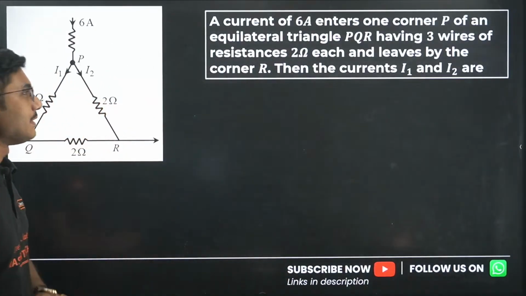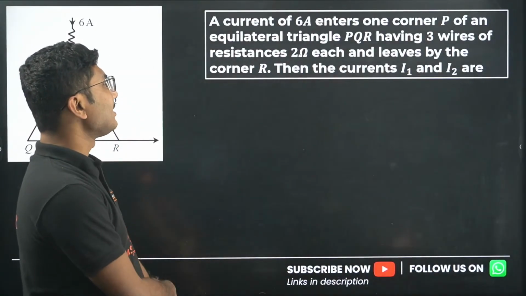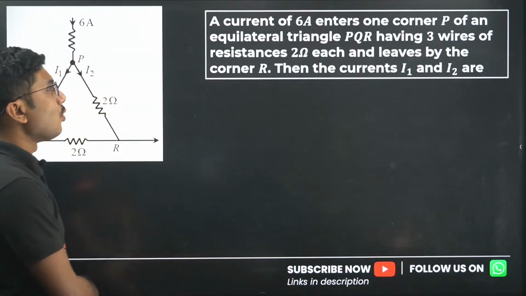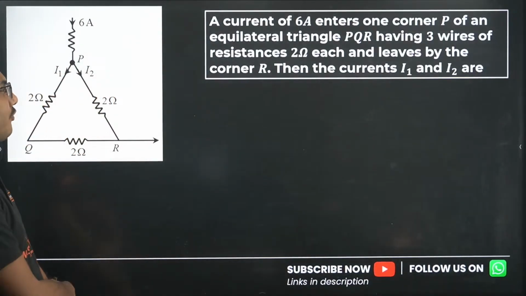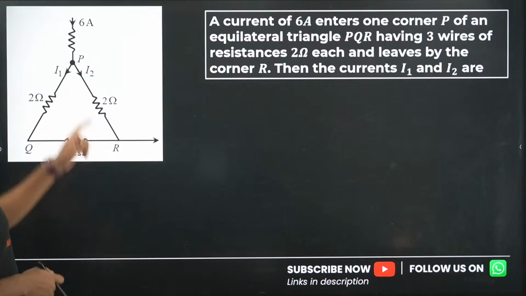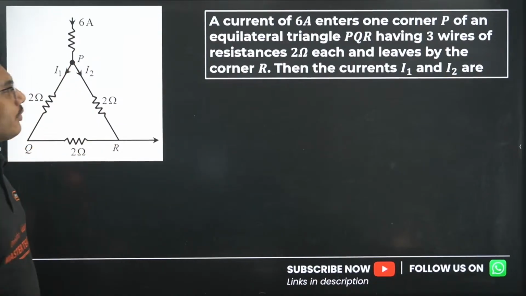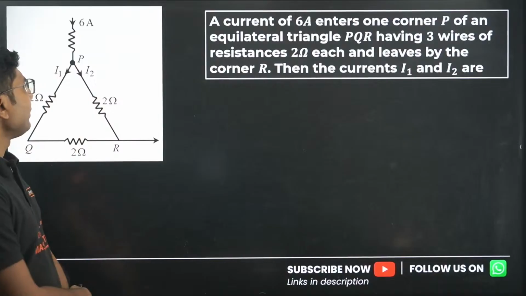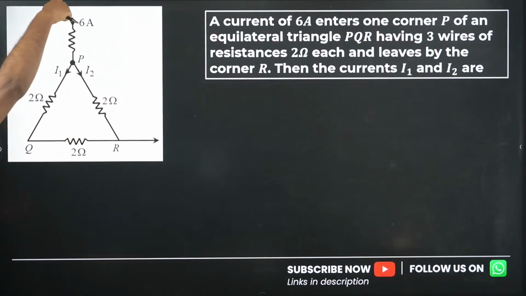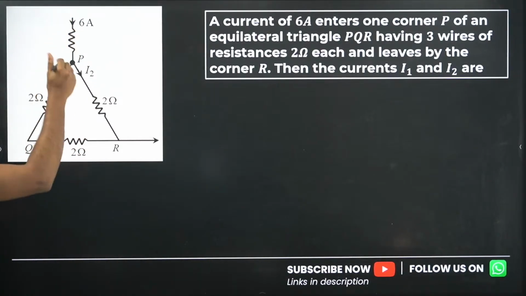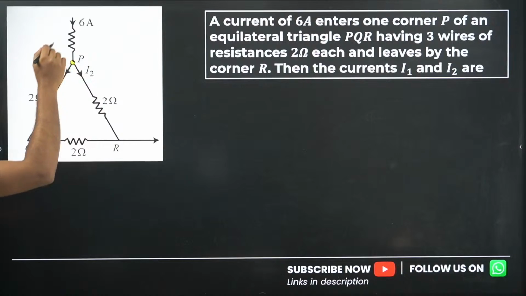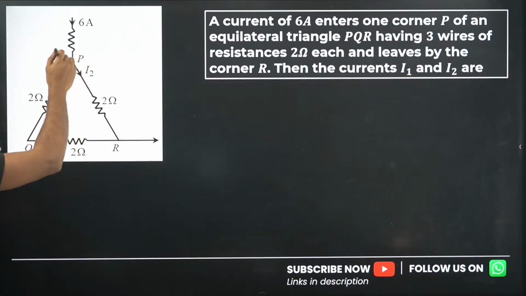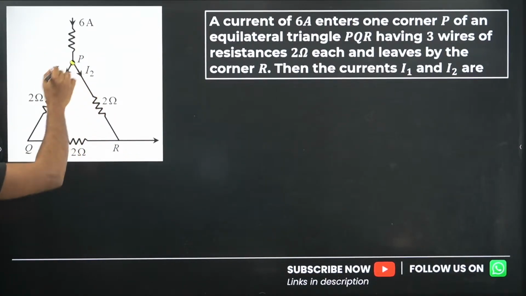So now let's see one question, one simple question. We will start with a simple question. A current of 6 ampere enters one corner P of an equilateral triangle PQR, having 3 wires of resistance 2 ohm each. So we can see that 6 ampere current is entering this junction. This is an example of a junction, and we have an equilateral triangle.